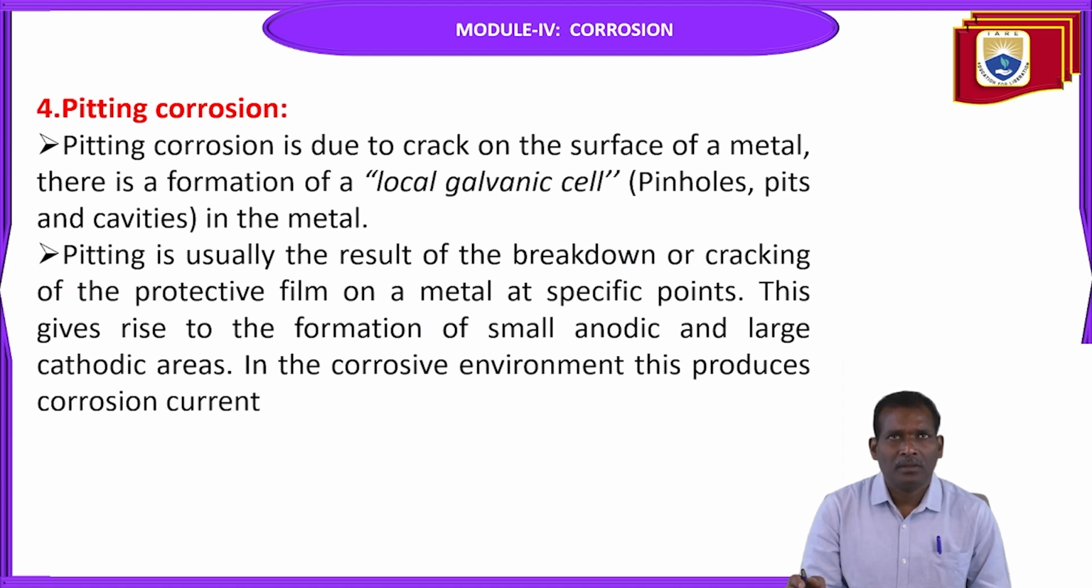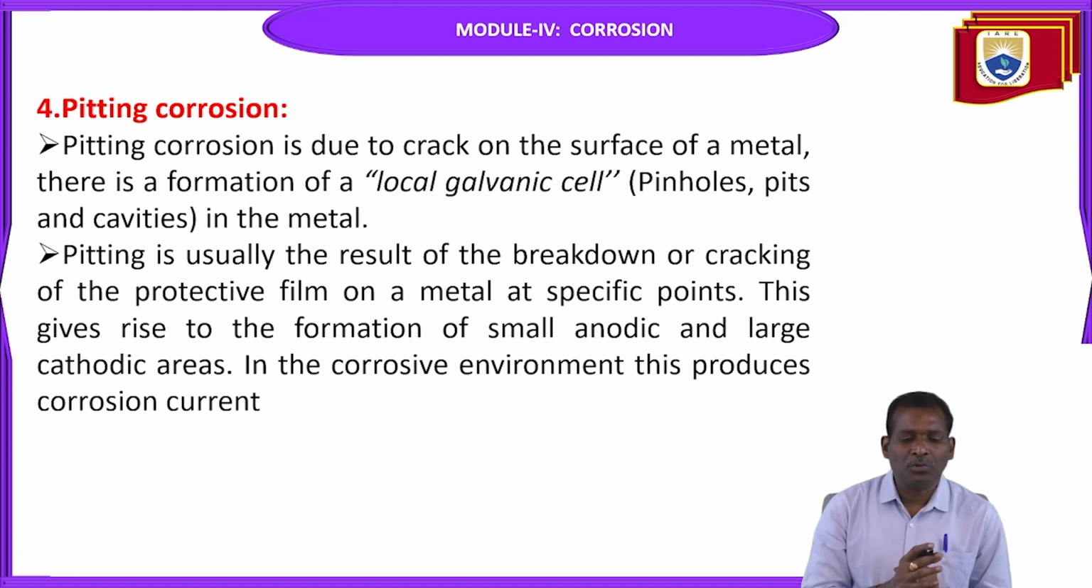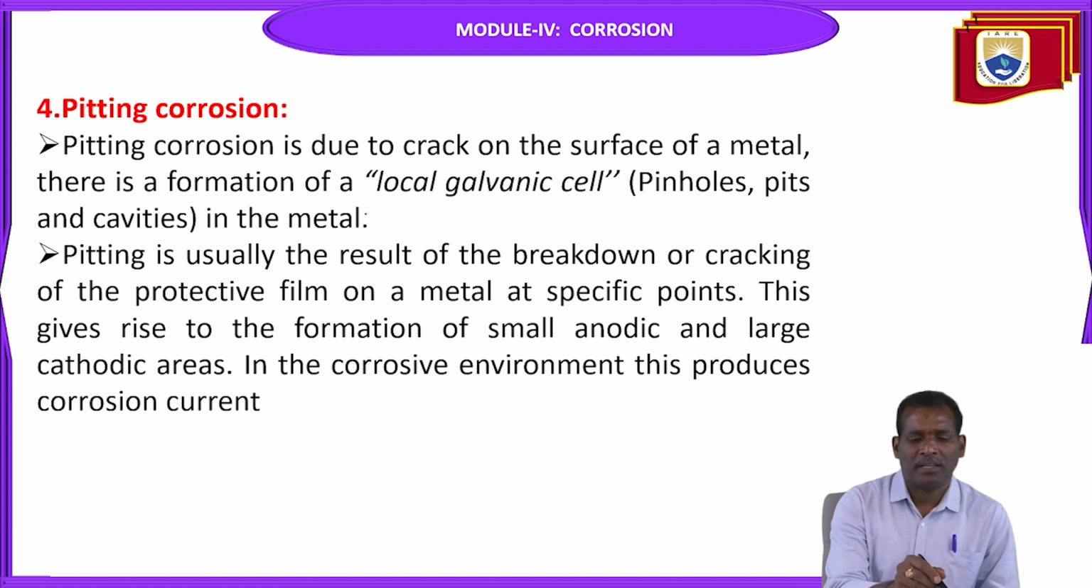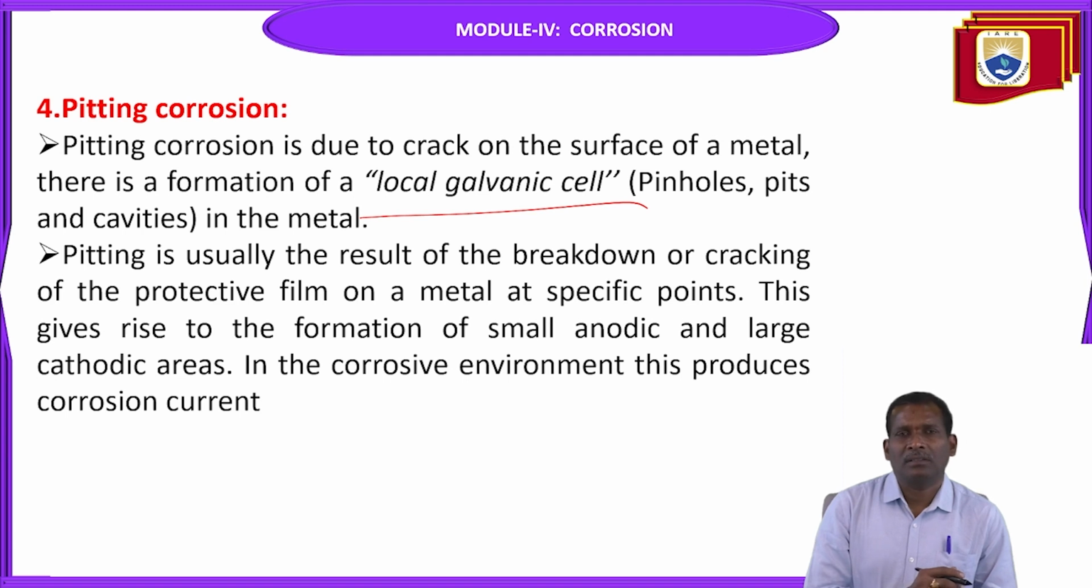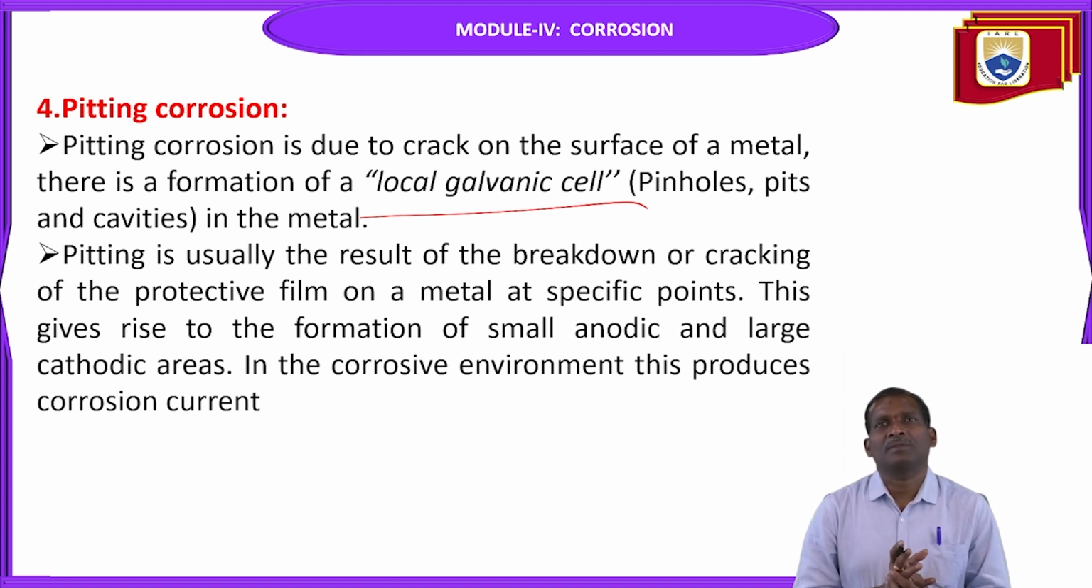Next one is pitting corrosion. Pitting corrosion is due to a crack on the surface of the metal. There is a formation of a local galvanic cell, pinholes, pits, and cavities in the metal. Sometimes cracks occur on the surface of metals due to irregular stress distribution in the material whenever it is subjected to load, due to poor stress concentration. Many cracks occur on the surface.